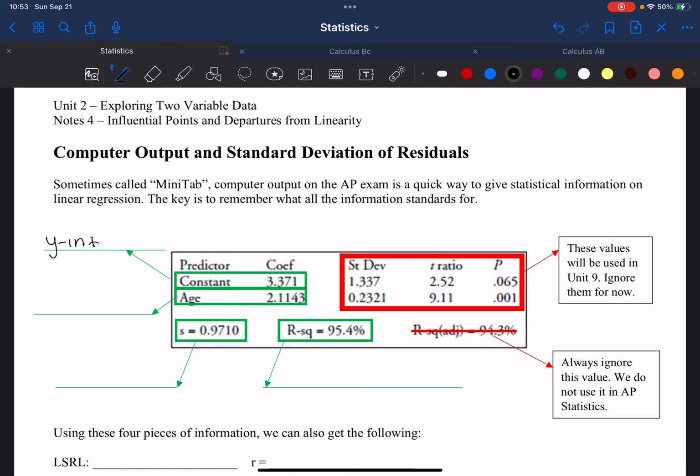And then anything else, so in this example it says age, anything below the constant that you didn't identify as y-intercept is going to be the slope. Okay. This S value is the standard deviation of the residuals. And this R squared value is the coefficient of determination.